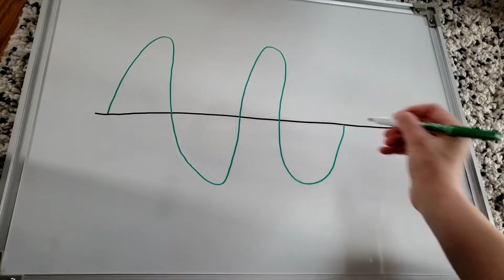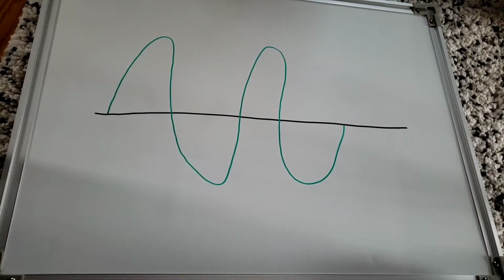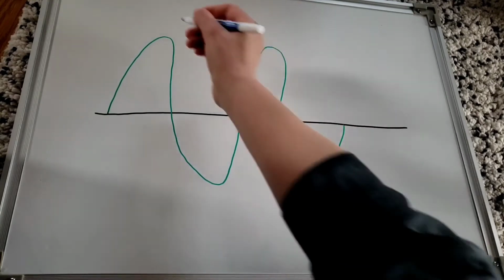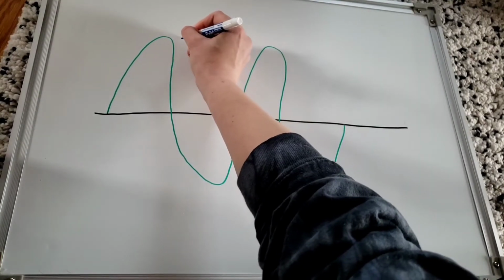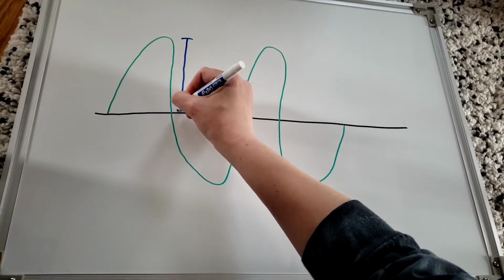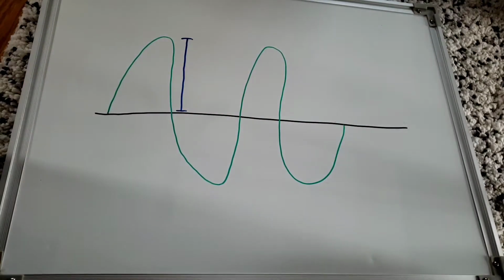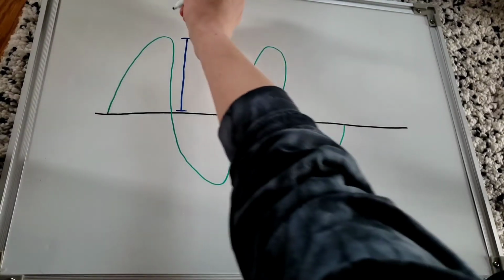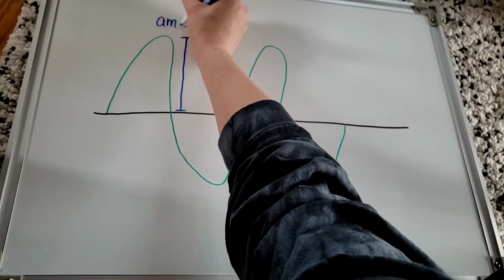So here we have a pretty basic wave, and the first part we're going to talk about is the amplitude of a wave. The amplitude of a wave goes from the top of a wave down to the middle of the wave. So this is half the distance from the crest to the trough of a wave. So this is called amplitude.